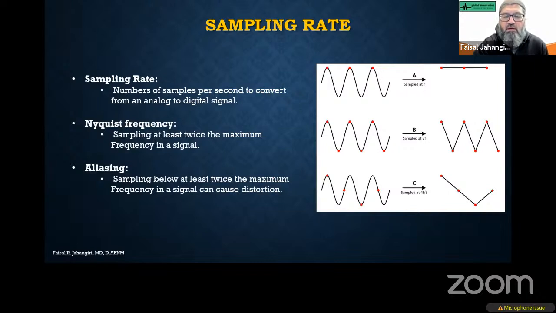So the question is, are you dividing it by 100,000? If it is in microseconds, then you divide 1 million by the number of microseconds. If it is in milliseconds, then you divide 1000. It depends on what the wavelength of the signal is.